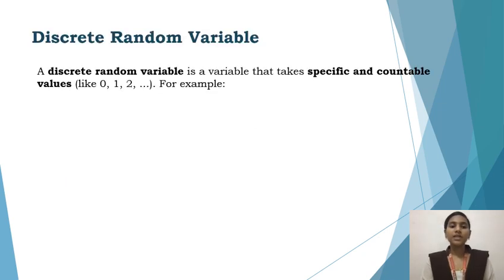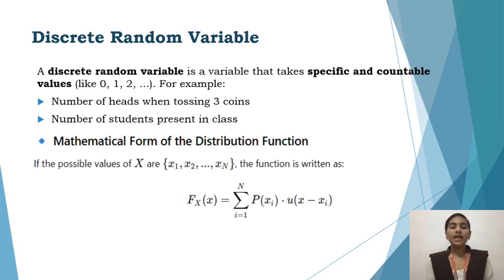Discrete random variables. A discrete random variable is a variable that takes specific and countable values such as 0, 1, 2 and so on. So for example, number of heads when tossing 3 coins. Let us assume taking 3 coins, toss each coin one time. Now calculate the probability of heads. So the number of heads may be 0, 1, 2 or 3. The count of heads is specific and countable. So such examples come under discrete random variables. And the second example is number of students present in the class.